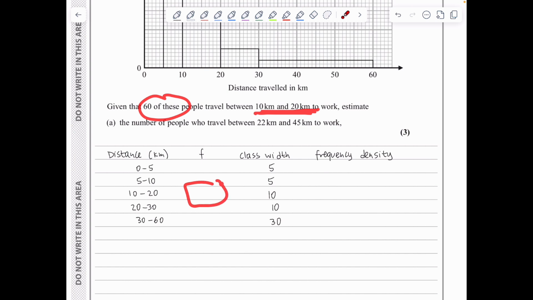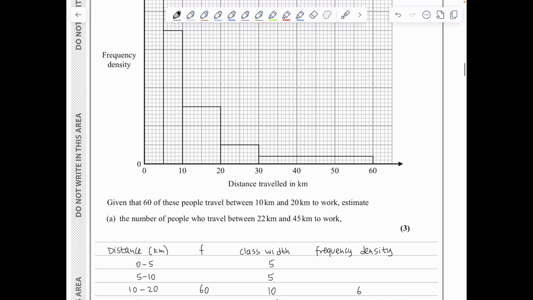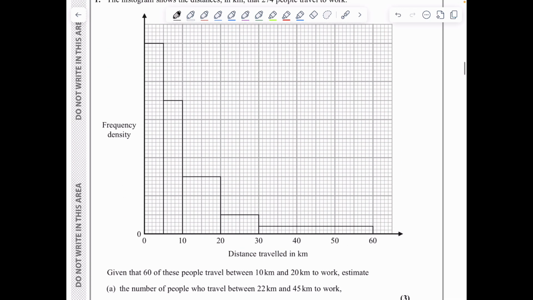And we have been given that 60 people are between 10 and 20 kilometers. So we've got the frequency here. I'll write this down. The frequency is 60. And we know that the frequency density is equal to the frequency over the class width. So 60 divided by 10 is 6. And this will help me scale the vertical axis, the frequency density axis. So 10 to 20 this here is 6.